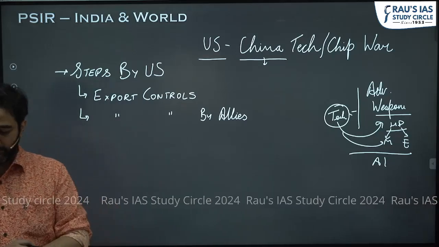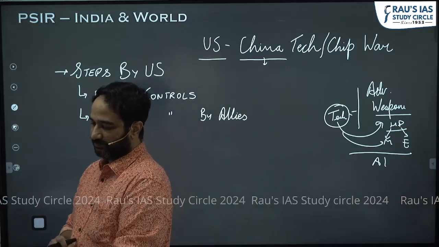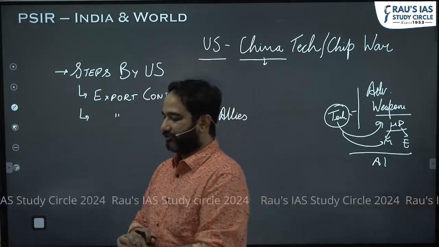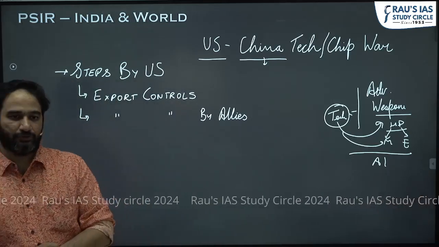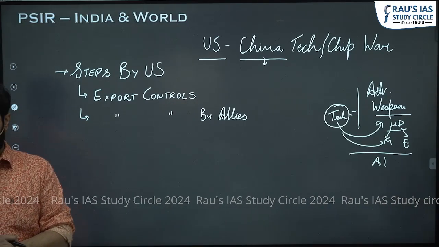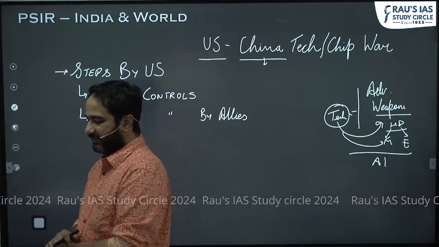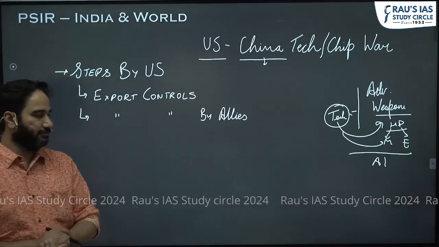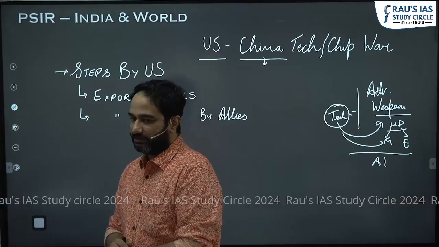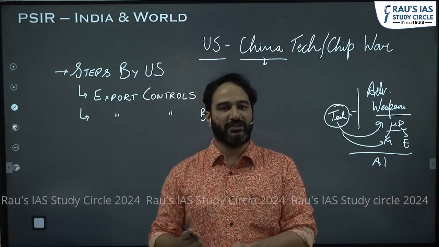And the US allies have imposed restrictions through the Wassenaar arrangement. The Wassenaar arrangement basically restricts dual-use technology.